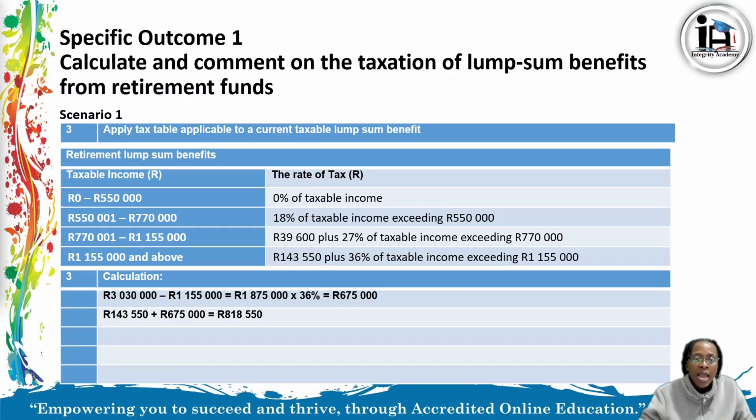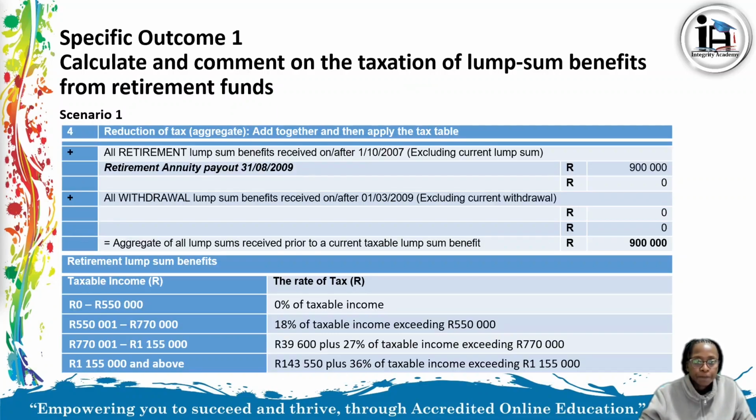Number 3, we apply the tax table applicable to a current taxable lump sum benefit, which will be 3,030,000 minus 1,155,000, which is 1,875,000, multiplied by 36%, which is 675,000. And to the 675,000, we add the 143,550, bringing the total to 818,550. Number 4, reduction of tax aggregate. We add together and then apply the tax table.